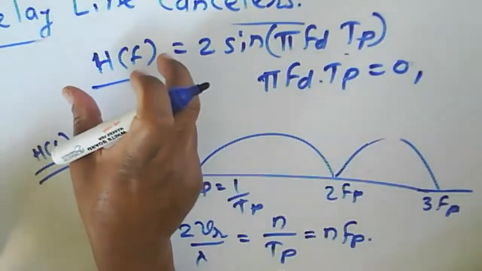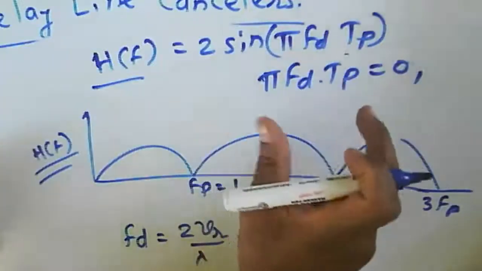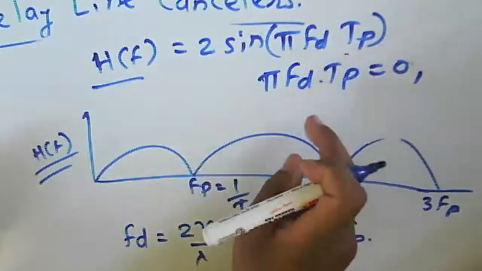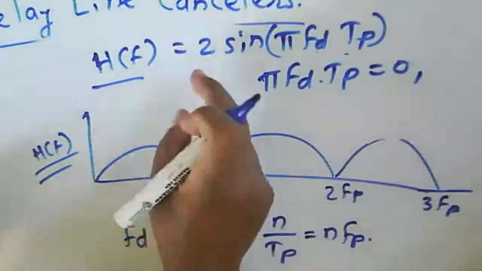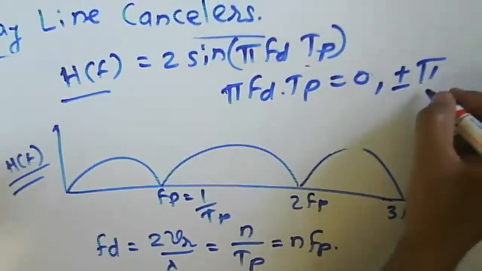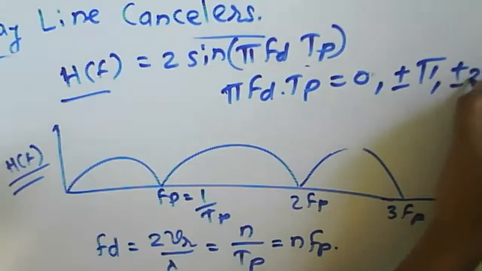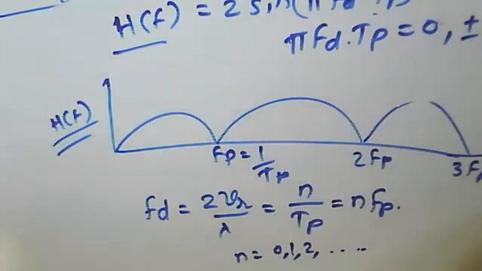Okay, so the delay line canceller output will be 0 when h of f, sine of pi f d T p, is equal to 0. When sine of pi f d T p is 0, that is, when pi f d T p is equal to 0, this particular term will be 0, then h of f will be 0. Or we can say that this whole term will be 0 when we have plus or minus twice pi, or plus or minus thrice pi, likewise. So we are getting that particular function to be 0, and from that we can calculate f d is equal to twice Vr by lambda. That is the blind speed for the given function.